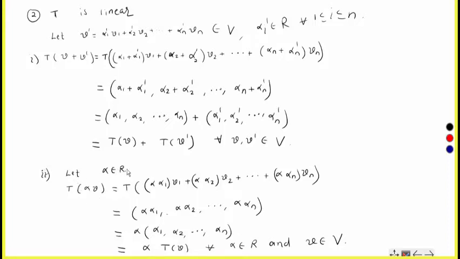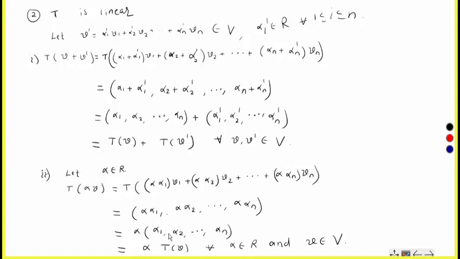Second condition: let alpha belong to R. T of alpha phi is equal to T of alpha alpha 1 phi 1 plus alpha alpha 2 phi 2 plus and so on, alpha alpha n phi n. This is by just the definition of scalar multiplication. This is equal to, by definition of T, alpha alpha 1 as the first tuple, alpha alpha 2 as the second tuple, and so on, alpha alpha n as the nth component. So this is equal to alpha into alpha 1, alpha 2 and so on, alpha n.